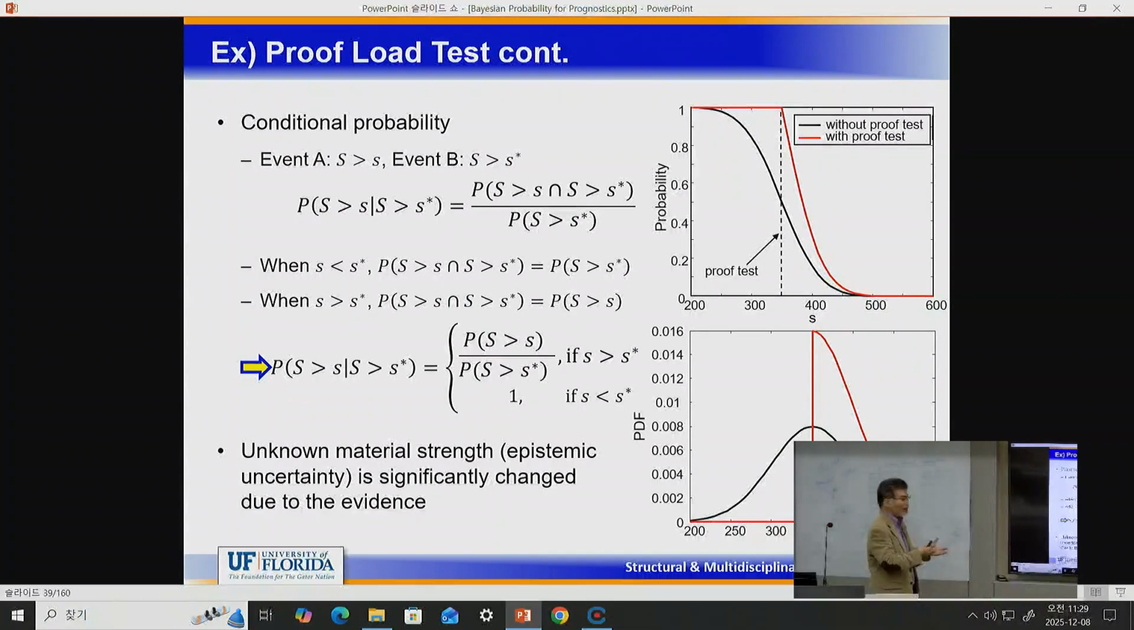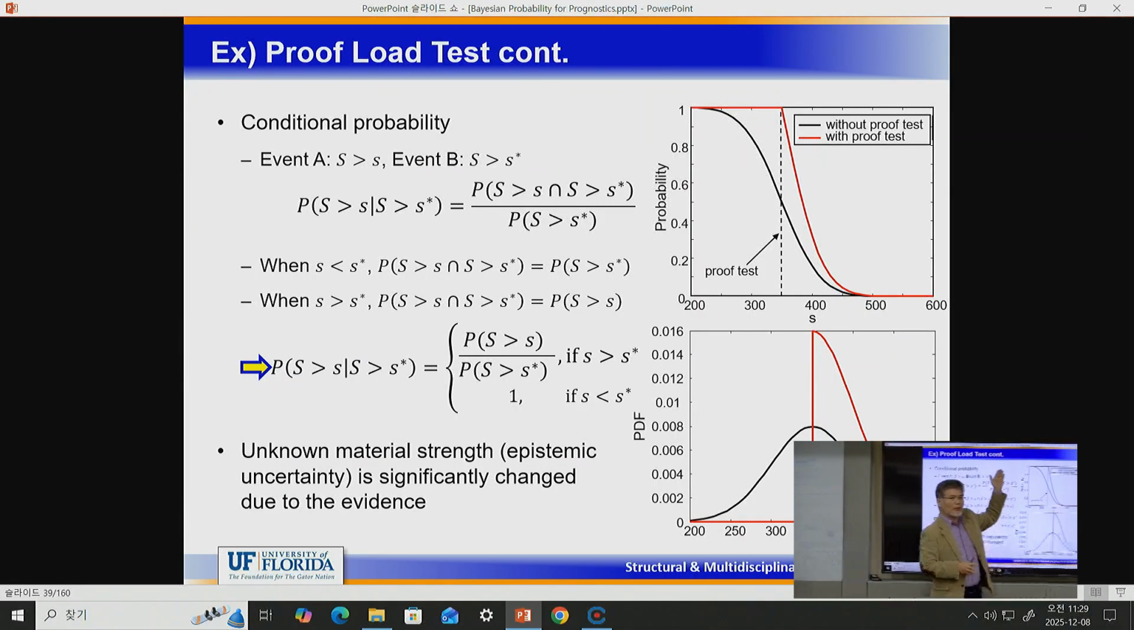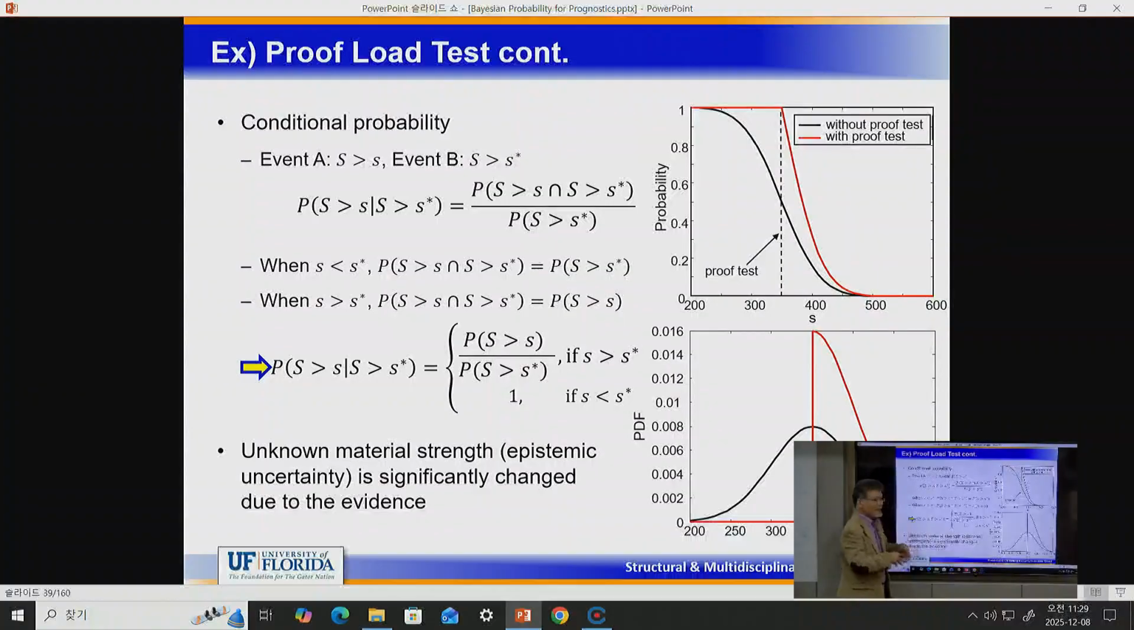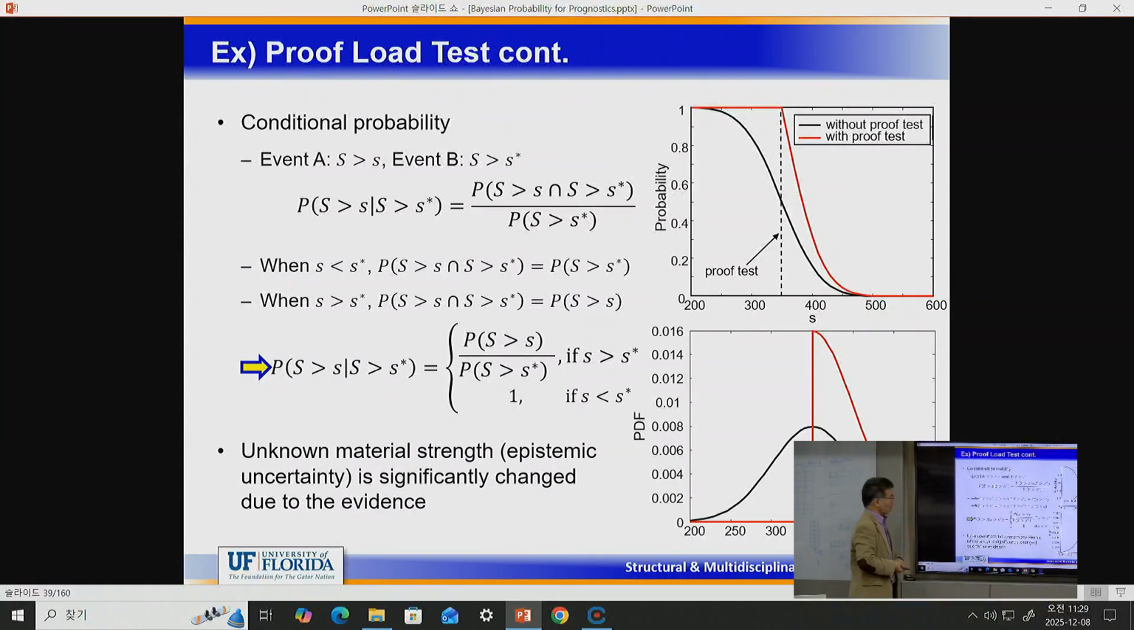So now let's calculate it. The condition is that my strength is greater than S star, 350. And what is my probability of strength greater than S? When S is less than 350, the probability will be 1. When S is greater than 350, I use this formula with the intersection. There are two events: one event is the strength is greater than S, and the other event is the strength is greater than 350, divided by the probability of the second event.